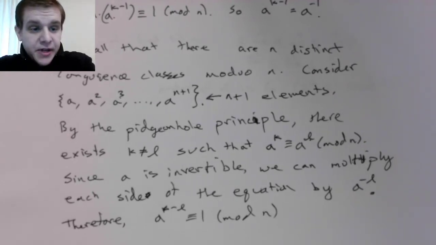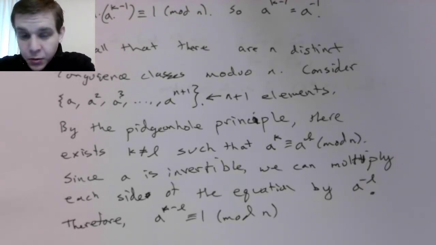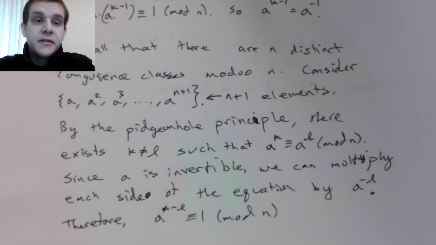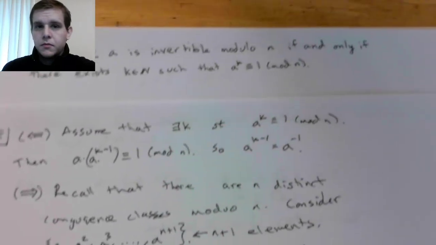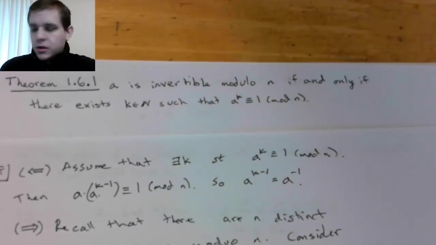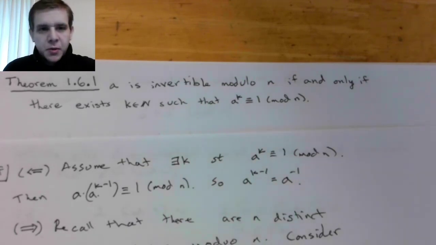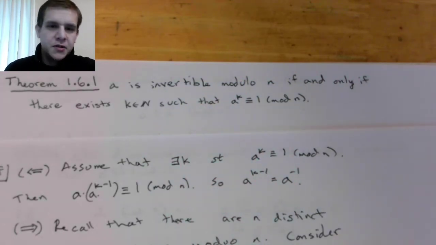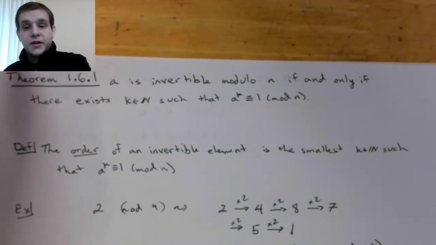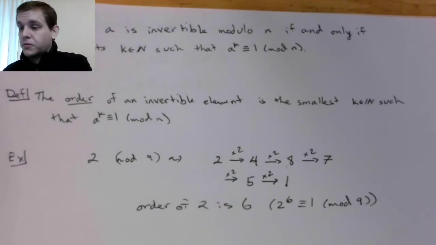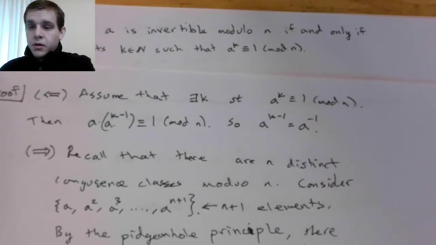So this is the proof that an element is invertible if and only if it has an order modulo n, if and only if its GCD with n is equal to 1. It's coprime with n. So on next week's homework, probably, there'll be some problems asking you to check the order of elements and problems related to orders of elements. Okay, so that's our first theorem.